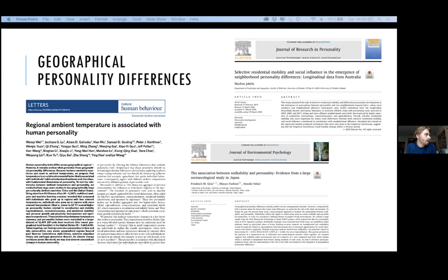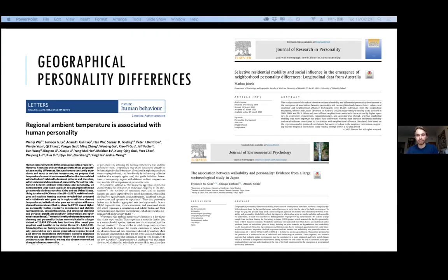This paper in Nature Human Behavior looked at how regional ambient temperature in different areas across the world, looking at the US and China, leads to differences in personality factors. And then these more recent papers, both published in the last few weeks, look at, the first one here by Frederick Gotts, walkability and extroversion and agreeableness in Japan. And then this paper by Jokela looked at selective differences in mobility. This was really looking at how neighborhood personality differences arise over time, looking at residential mobility over a 30-year period and how that led to differences in neighborhood personality.